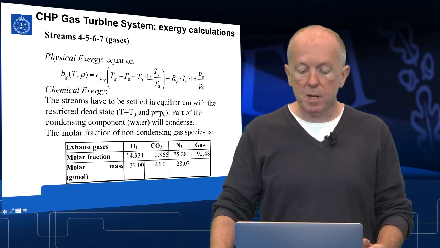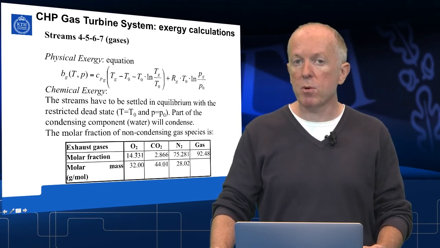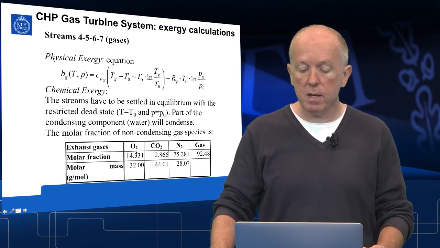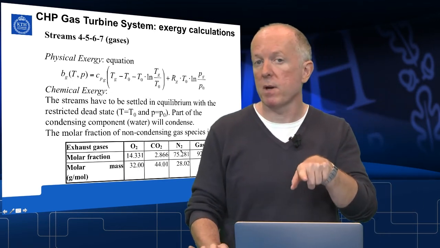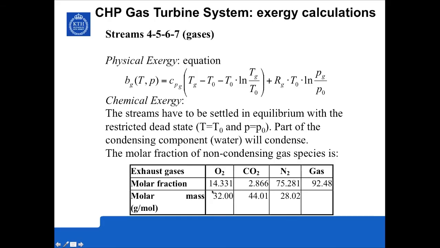In this mixture, the molecules that will not condense for sure are oxygen, CO2, and nitrogen, I mean not condense when put in equilibrium with the biosphere. So you have to consider the molar fraction of these three components and sum them up to the stable gas total molar fraction, which is around 92%.